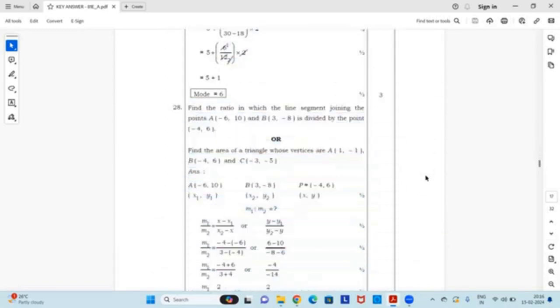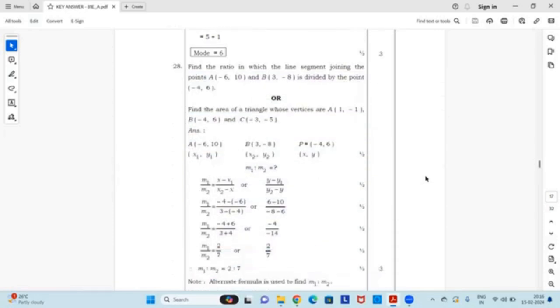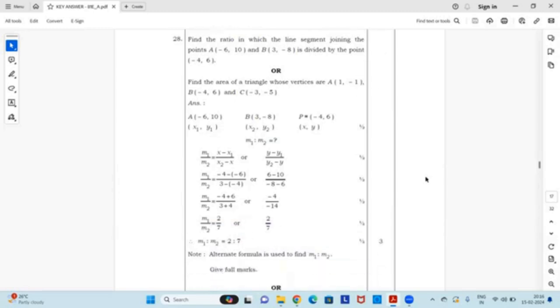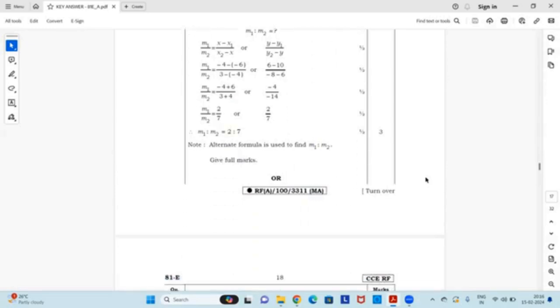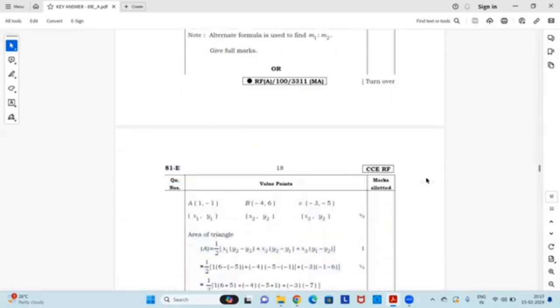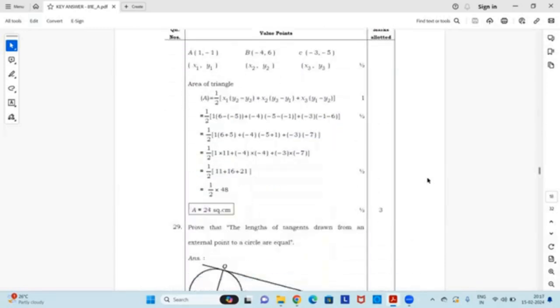Question 28. Again, you have two options, two questions over here. Find the ratio and find the area of the triangle. I hope you all are taking screenshots of the required answers so that it's easy for you. Or you can pause the video or rewind it and see again.